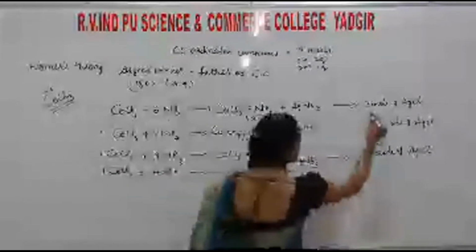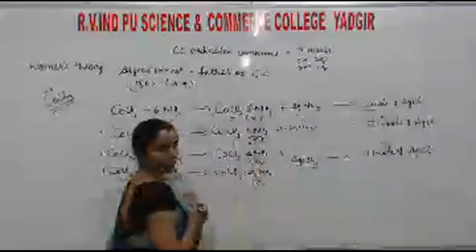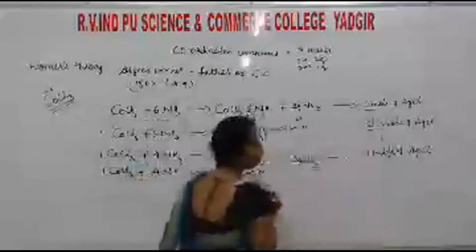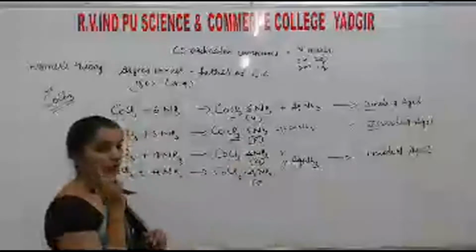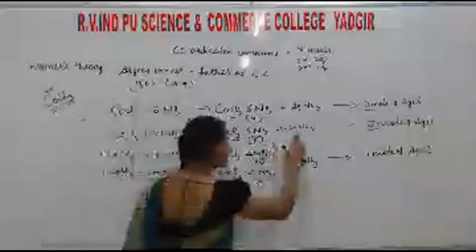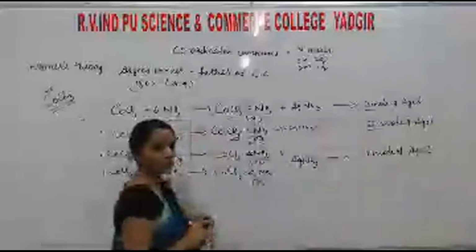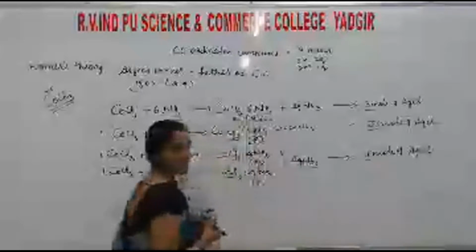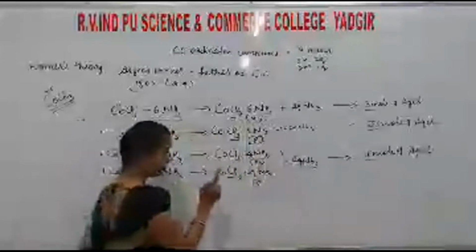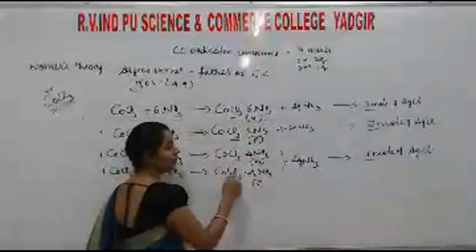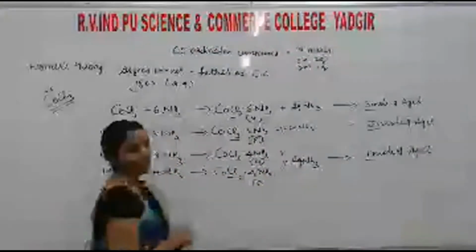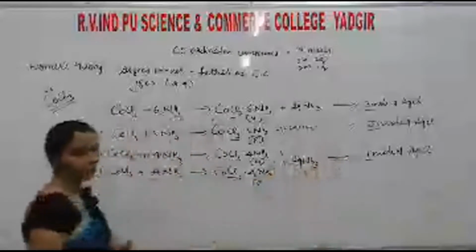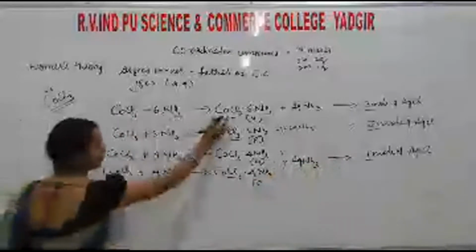Here we have how many moles? 3 moles. Here 3 chloride atoms are there. Here also 3 chloride atoms are there, but the resulting solution is 2 moles of AgCl. That means only 2 Cl atoms react with AgNO3 to form 2 moles of AgCl. Here also CoCl3 is there, but we have 1 mole of AgCl. That means only 1 Cl atom reacts with AgNO3 to form AgCl. So based on this experiment, students, we assume the structure of the compounds.